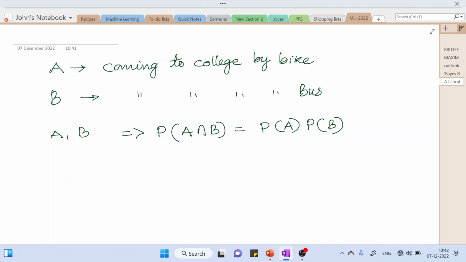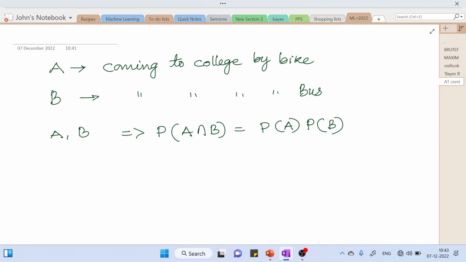If they are dependent on each other, what will happen? Probability of A given B into probability of B is the same as probability of B given A into probability of A. So that is if they are dependent, but here they are independent.